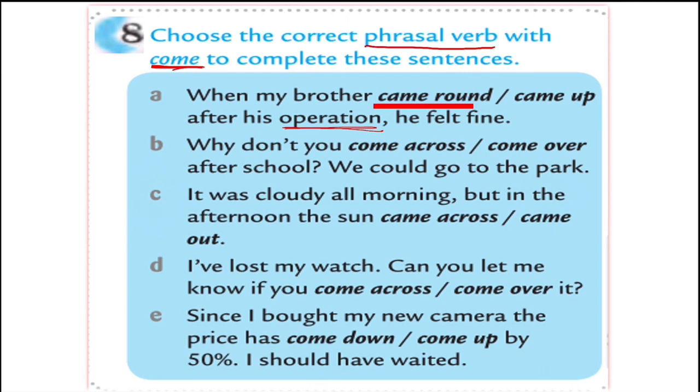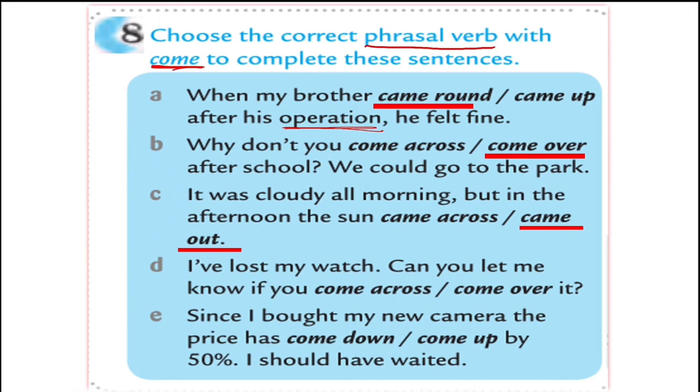The second one says, why don't you come across or come over after school? We could go to the park. So you want something that means visit, and of course, yes, to come over means to visit. The next one says, it was cloudy all morning, but in the afternoon the sun came across or came out. Here I need something that means appear, so yes, came out is the correct answer.